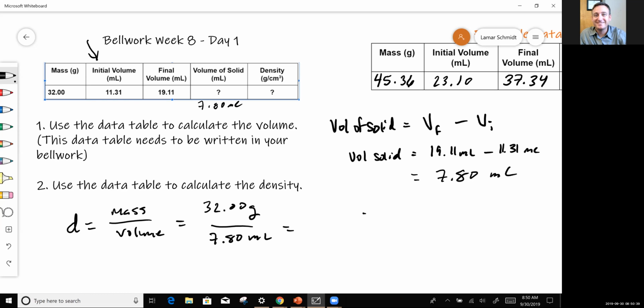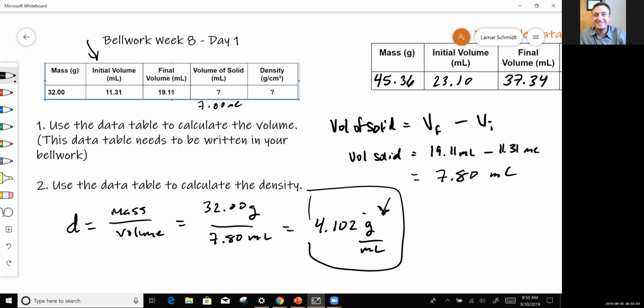Okay, what you should have gotten is 4.102 grams per milliliter. And make sure you use the units there. All right, so there is our answer for questions 1 and 2.